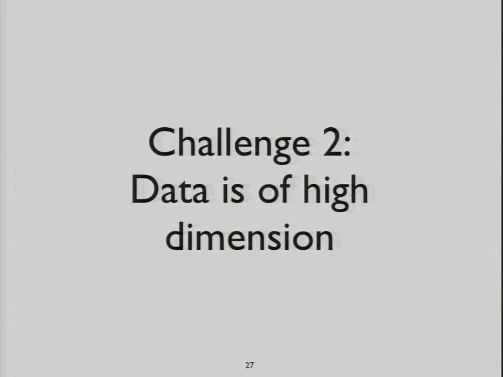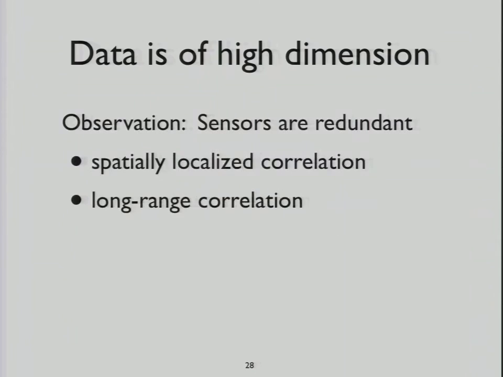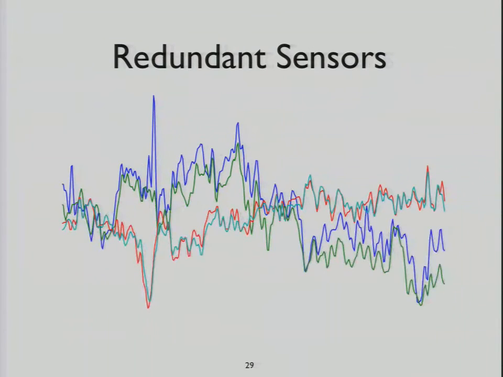The second challenge is that the data is of high dimension. So we have 102 sensors, 340 time points, and 15 single trials. In order to deal with this challenge, we observe that the sensors are redundant. There's a lot of relationship between sensors that are close together in space, as well as some farther reaching correlations between sensors that are over areas of the brain that talk to each other. To prove this to you, here are two sensors over time. The blue and the green sensors are close to each other, and the red and the cyan sensors are close to each other, and you can see that there's redundancy in the signal that they're capturing.